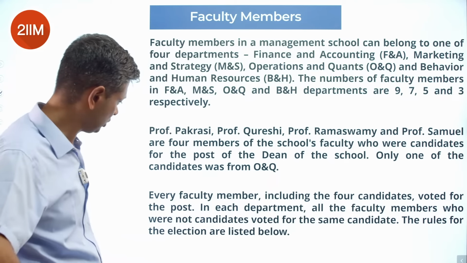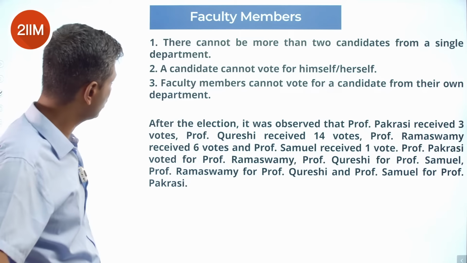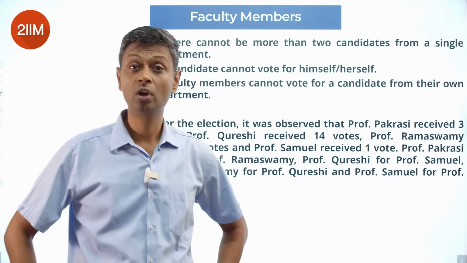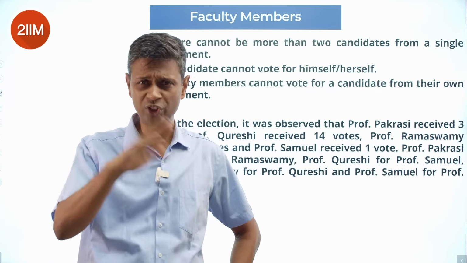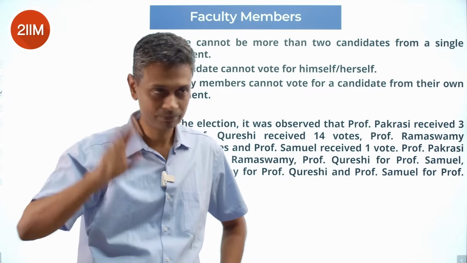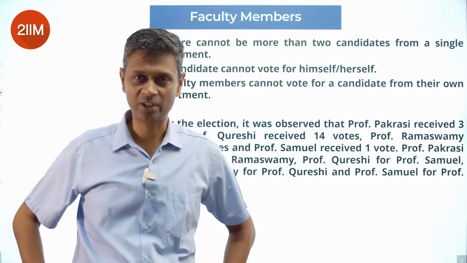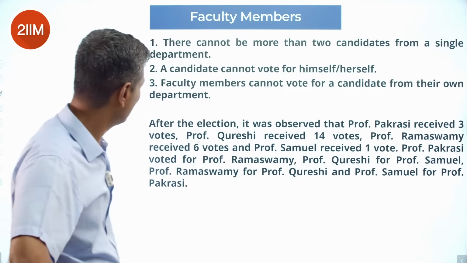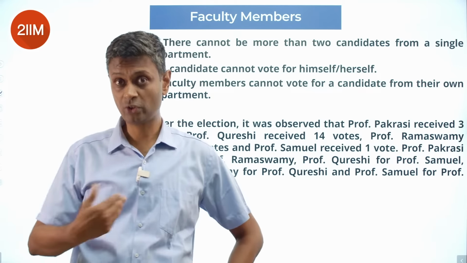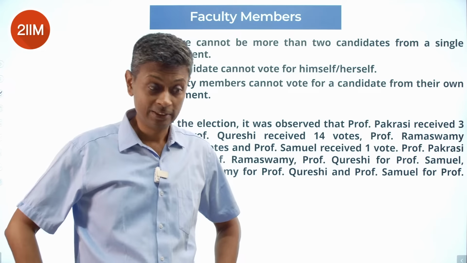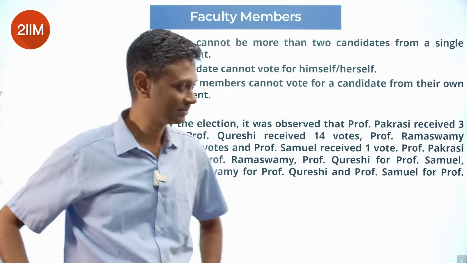Nice. The rules for the election are listed below. There cannot be more than two candidates from a single department. O&Q has one, maybe 1111 or 2110, something like that. A candidate cannot vote for himself or herself. Understandable in college elections. Faculty members cannot vote for a candidate from their own department, which is nice. They cannot vote for them. So F&A guy winning election is unlikely. A ton of F&A votes are going to somebody else.